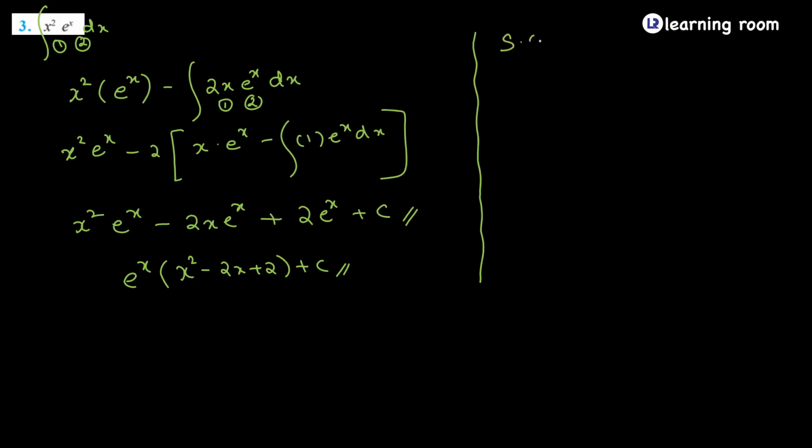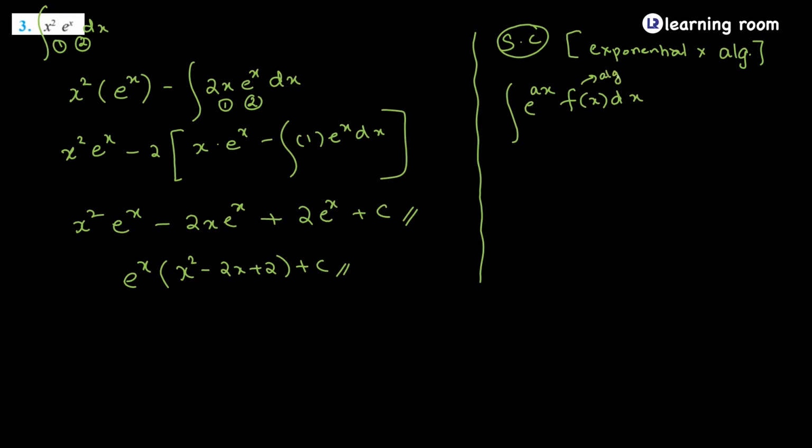Now, I'll explain you one shortcut of how to solve this problem in one step. So listen to this. The shortcut is when you have exponential multiplied with algebraic. For example, if the question is integral of e power ax into f of x dx, where f of x should be algebraic, right? So at first, I will tell the overall method. You can treat it like a formula. Then I'll tell you how to apply it for this problem.